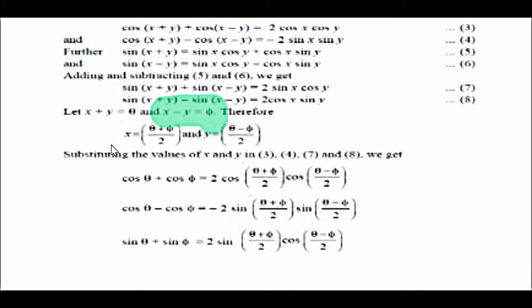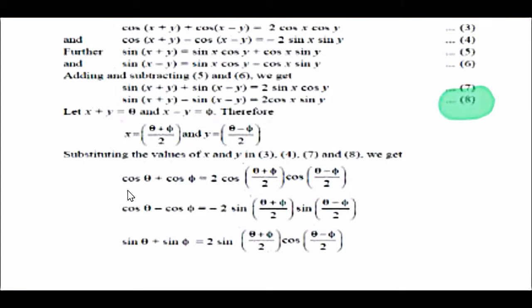Let us solve them. So you will find x equal to theta plus 5 by 2 and you will solve them to get the y, that is theta minus 5 by 2. So x and y you have got. Let us substitute the values of x and y in 3, 4, 7 and 8.